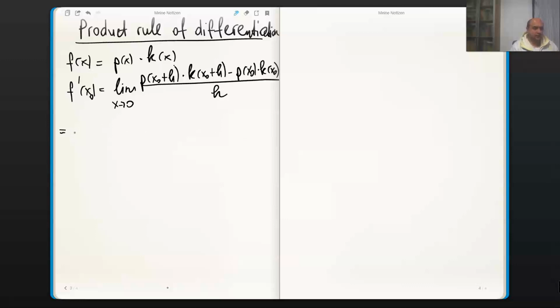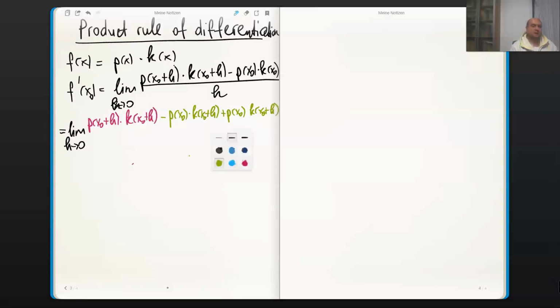What do we have here? Well, we are rewriting it. We have a limit, h towards 0, and we just repeat p of x0 plus h times k of x0 plus h. And now I'm adding 0. I'm adding 0, that means I'm not changing anything, so I'm subtracting p of x0 times k of x0 plus h, and I'm adding it at the same time. So I haven't changed anything, and still we have minus p of x0 times k of x0.